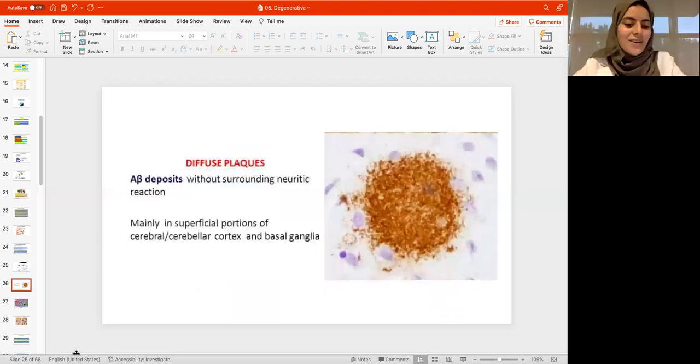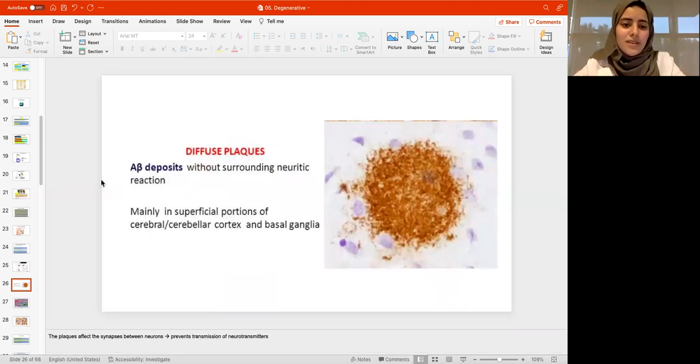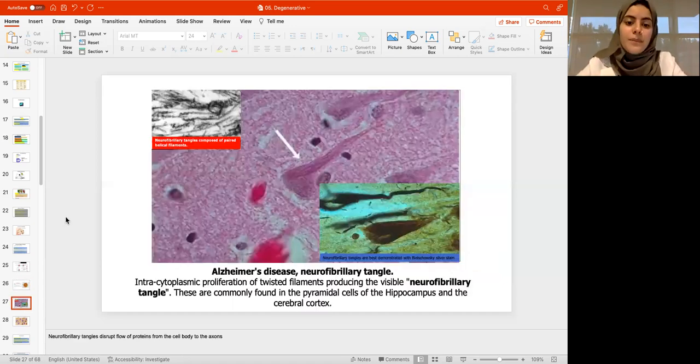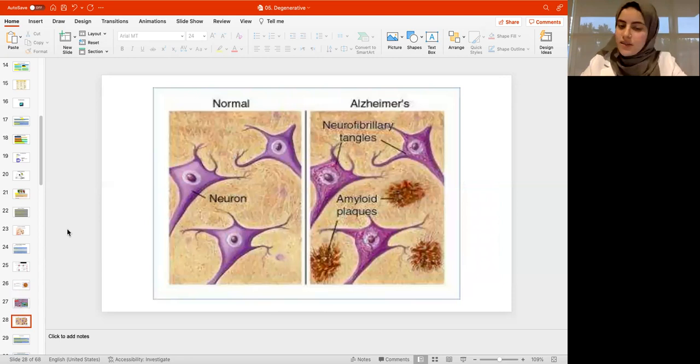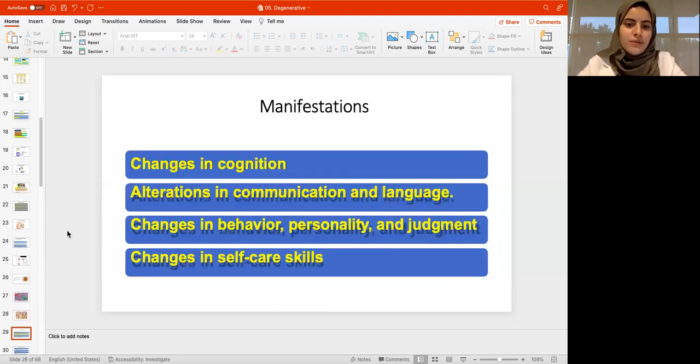Okay, now these are just some slides about how it looks. These are the diffuse plaques. They're outside, they're extracellular, okay? These are intracellular. You can see the neuronal cells, they're usually not long like this, they're usually circular, okay? Once you see it long like this, you can tell that there are tau proteins inside or neurofibrillary tangles. This is another slide just to see it.